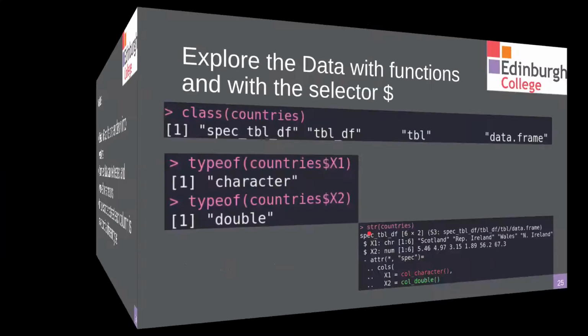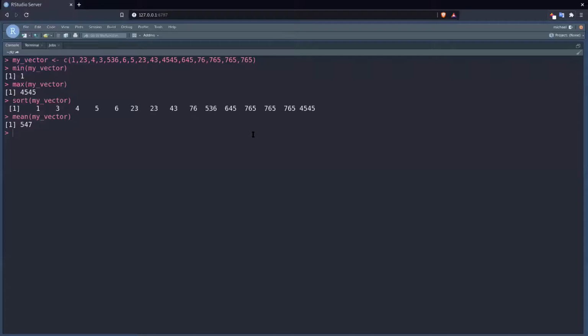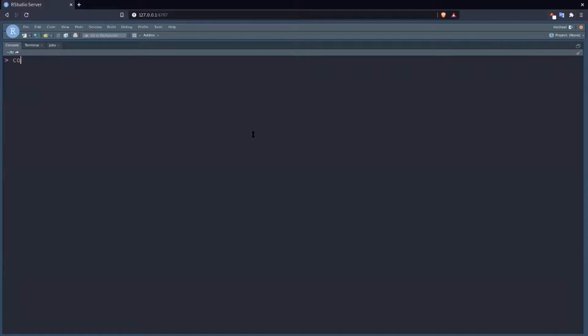Now interestingly, let's go back and look at this countries data set that I imported. So let's do countries and run it. That's going to show us all of the data that we have in there. And if we do countries and select X2, which is this column here, and then we pass that into the mean function, what do you think the mean population of all these countries is? It's actually 23.16167.